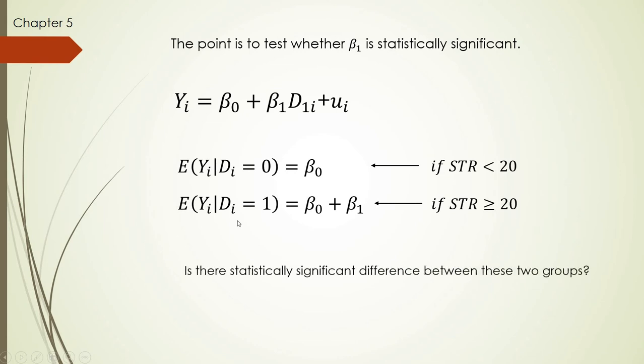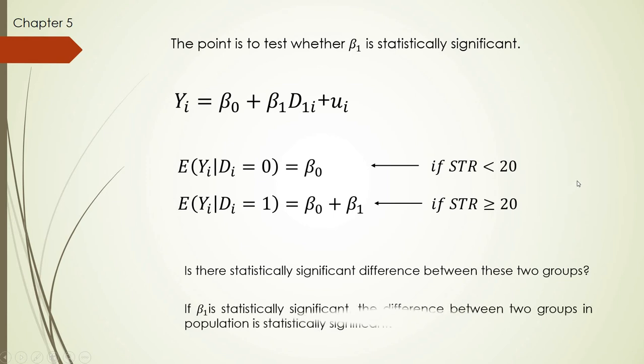Now, when we test if beta 1 is statistically significantly different from 0, if we accept the null, and our conclusion is that beta 1 is equal to 0, then we can say that there is no statistically significant difference between these two groups. If we reject the null and beta 1 is different from 0, then we have a statistically significant difference between these two groups. If beta 1 is statistically significant, the difference between two groups in the population is statistically significant.